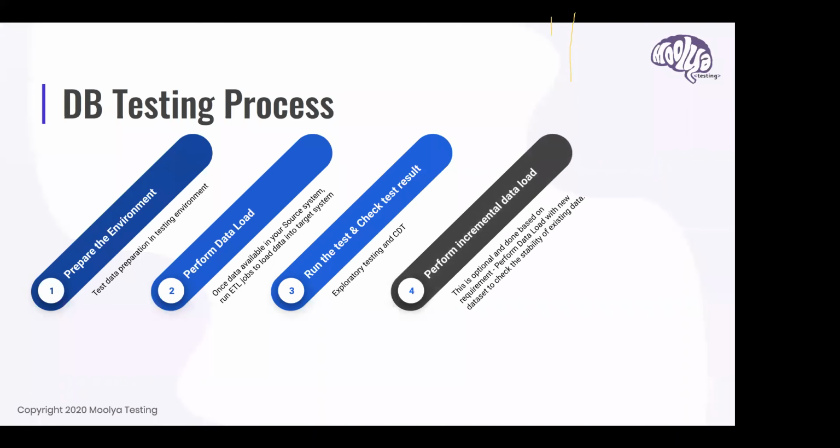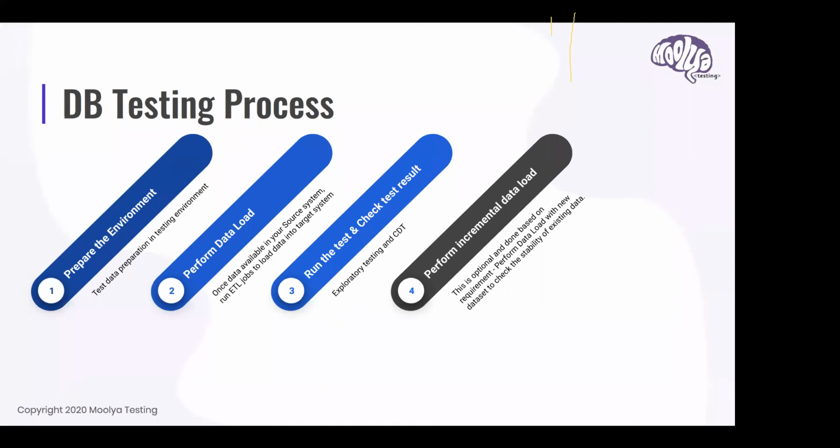And the fourth step is not carried out in all systems. It's an incremental data load. This is optional and done based on the requirement. There will be existing data in a database, and you'll be loading one more set of data into the same database. It should not affect the existing data, which means the stability is tested there. So that is the perform incremental data load step.